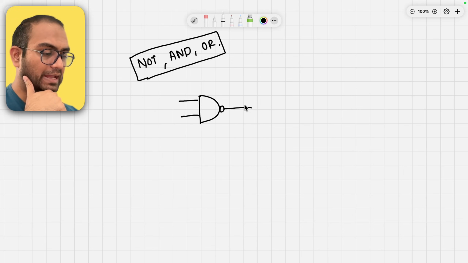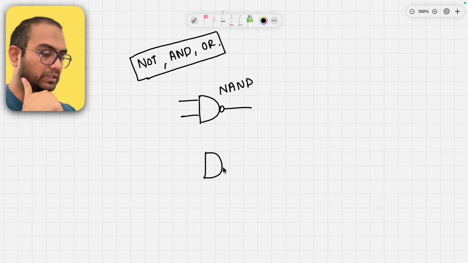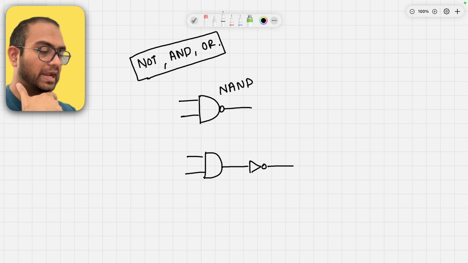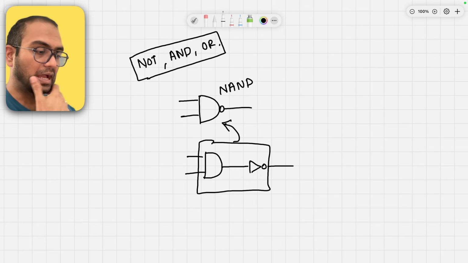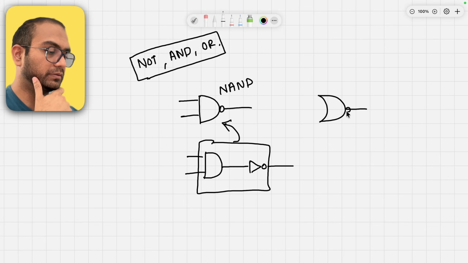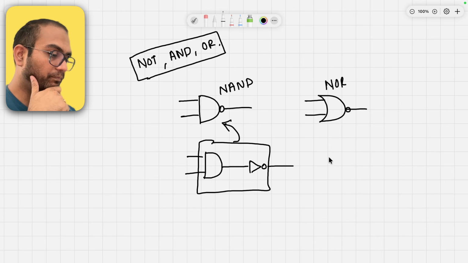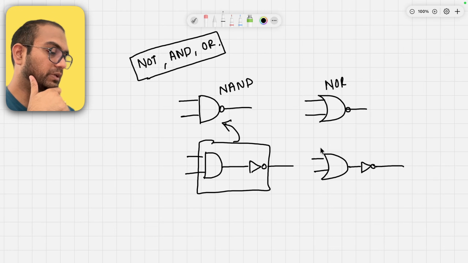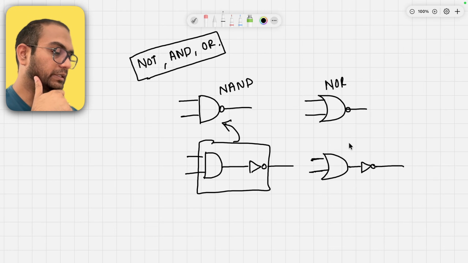So this is called the NAND gate. I'm not going to explain it in detail, but the idea is that there is an inverter, or a NOT gate, in front of the AND gate. So this combination is called the NAND. And then there is a NOR. This is essentially the OR gate with inversion in front of it, and this is the NOR.